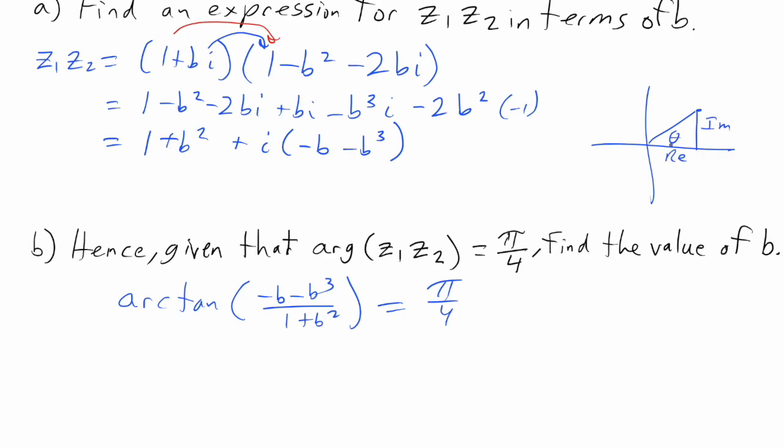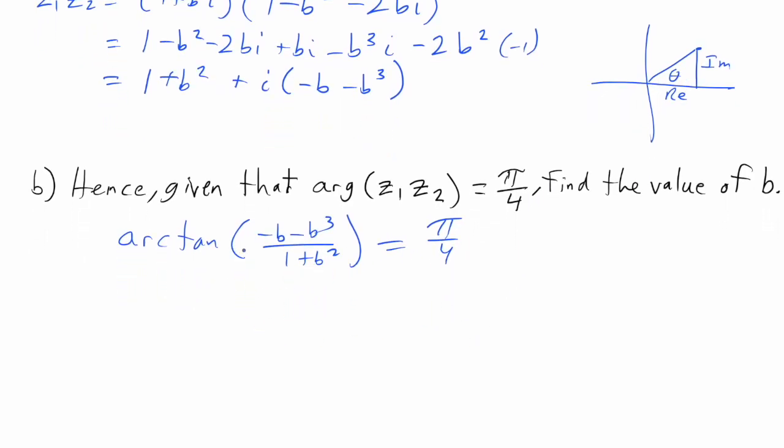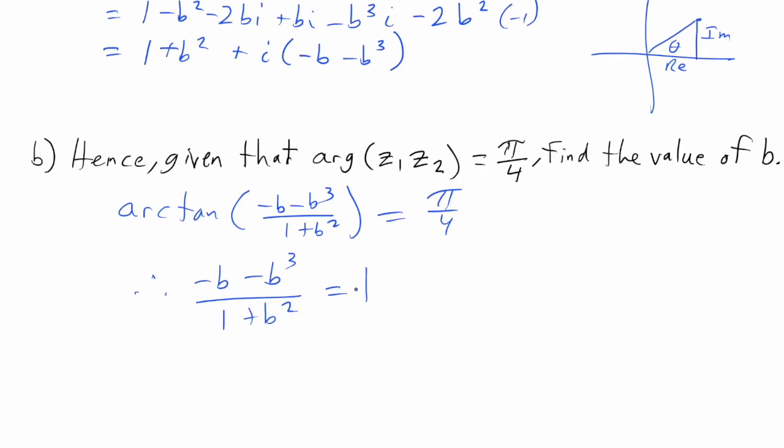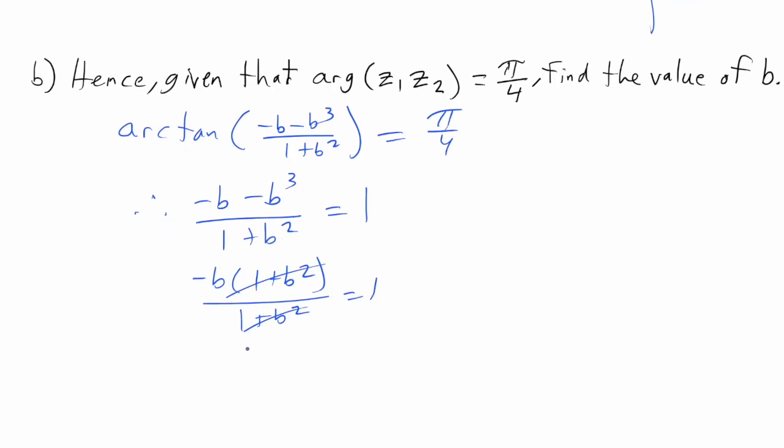So with a complex number, to get the argument, you've got the arctan of the imaginary part divided by the real part, right? So pi over 4 happens when we have a tangent of 1. So that means that negative b minus b cubed over 1 plus b squared has to be equal to 1. And actually you can factor out the numerator here. 1 plus b squared, 1 plus b squared equals 1. They cancel. You get negative b equals 1, and b simply equals negative 1.